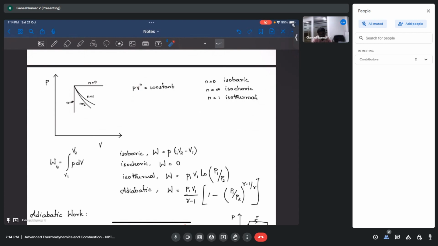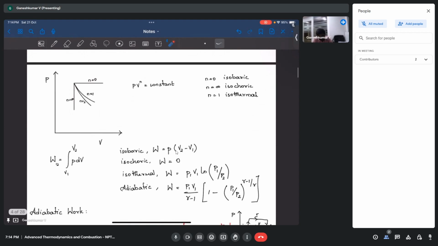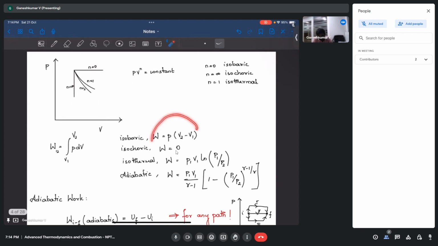And if that is the case, then what is the work done? Work done is simply the area under the PV curve. If it's an isobaric process, this will be your work done. If it's an isochoric process, then you do not have any work done. And if you have an adiabatic process with n somewhere like 1.4, then this is going to be your work done. So that is what this means.